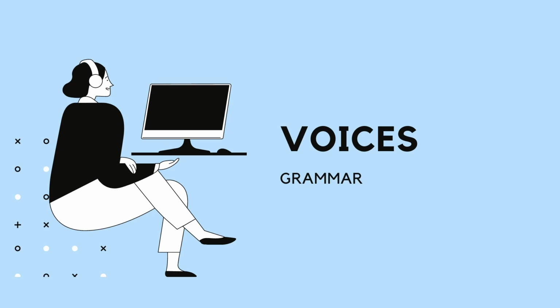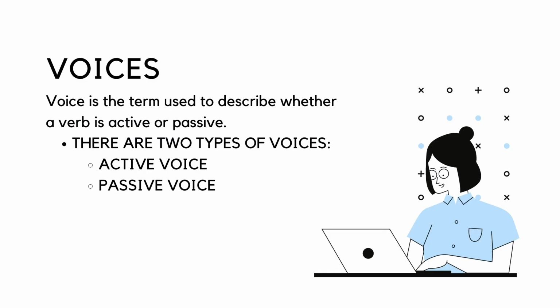Let us start with the definition of voice. Voice is the term used to describe whether a verb is active or passive. So, according to the definition, there are two types of voices, active voice and passive voice.